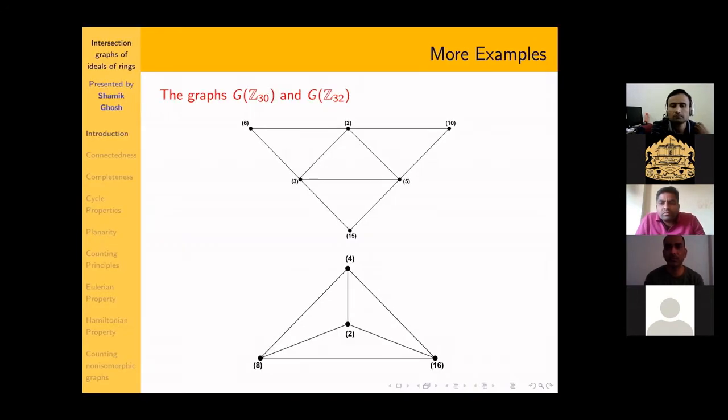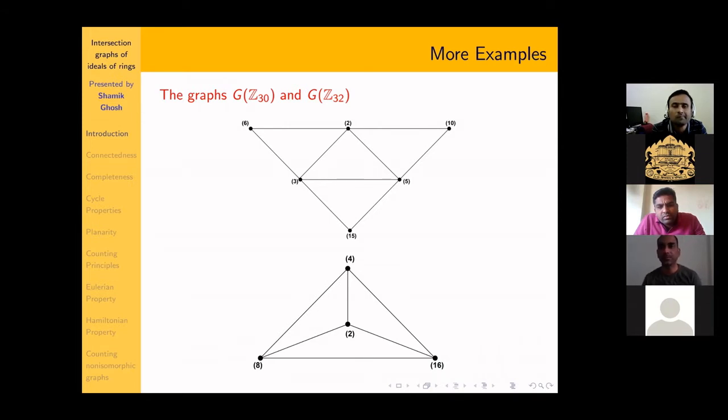Similarly, you can see other examples. The above is for Z30, and these are the factors: 2, 3, 5, 6, 10, 15. Between 2 and 15, only 0 is common, and that is why there is no edge between them. But the ideal 6 is contained in the ideal generated by 2, so they have a non-zero intersection. Similarly, 2 and 3 have a non-zero intersection, so they have an edge. Now this is the graph of Z30.